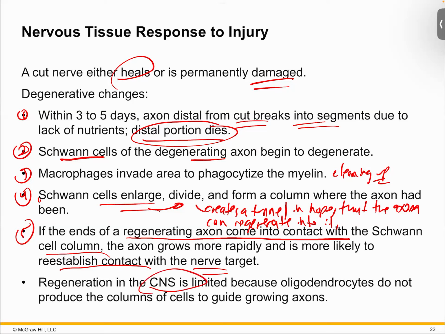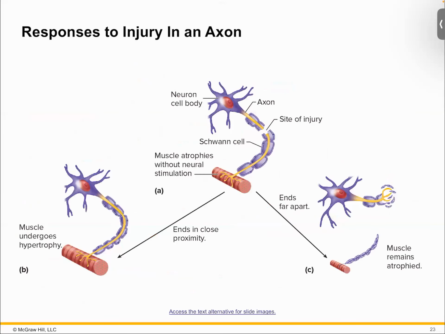CNS, however, that's a peripheral nervous thing, right? So the CNS is a little bit different because oligodendrocytes, unlike Schwann cells, don't do that whole column thing. So if you damage your brain tissue, you've basically damaged your brain tissue. You're not going back from that. So you're living with that is basically what's happening. And what's usually your response is your brain adapts to that and tries to rewire itself around it, right? So that's kind of what happens.